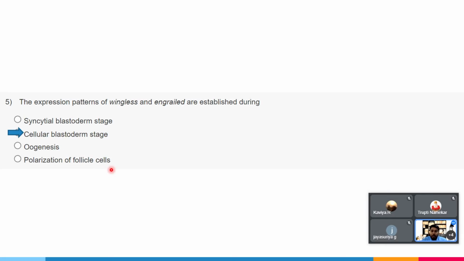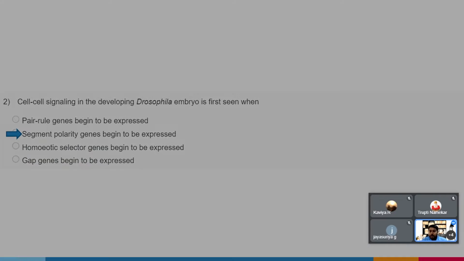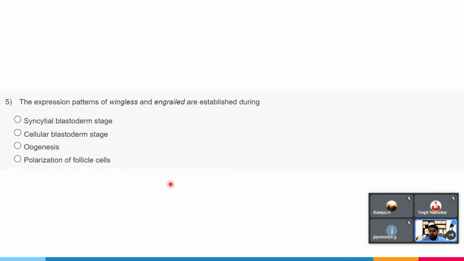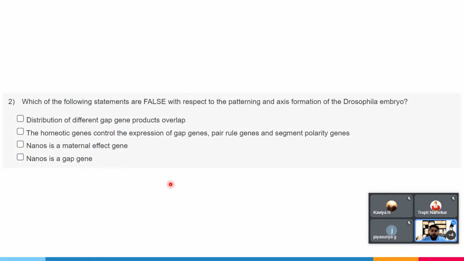Okay. Since we have just seen it in this particular slide, cellularization occurs after the pair-rule genes have been established, and after the cells have been formed, only then can cell signaling occur, and those play a major role in the formation of segment polarity genes. Thus, the expression patterns of wingless and engrailed, which are segment polarity genes, are established during the cellular blastoderm stage. So, we go on to the next question.